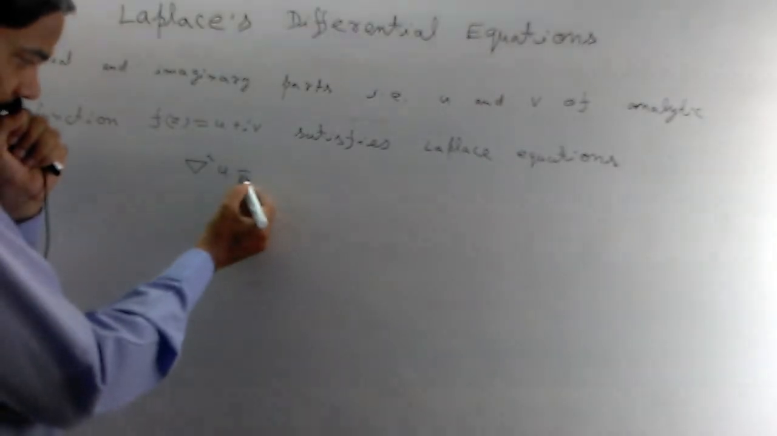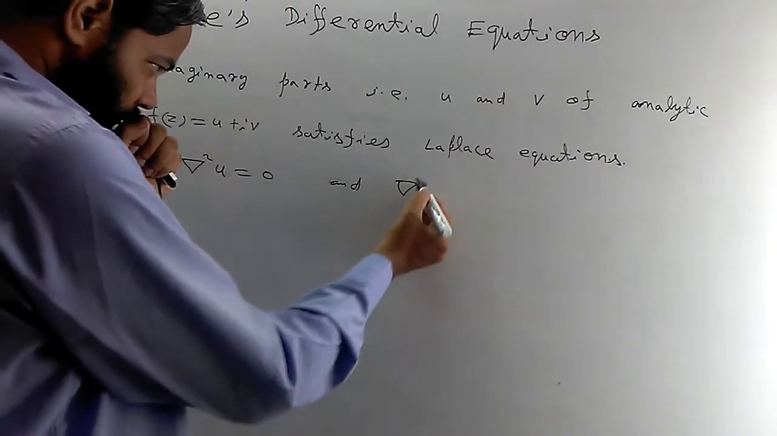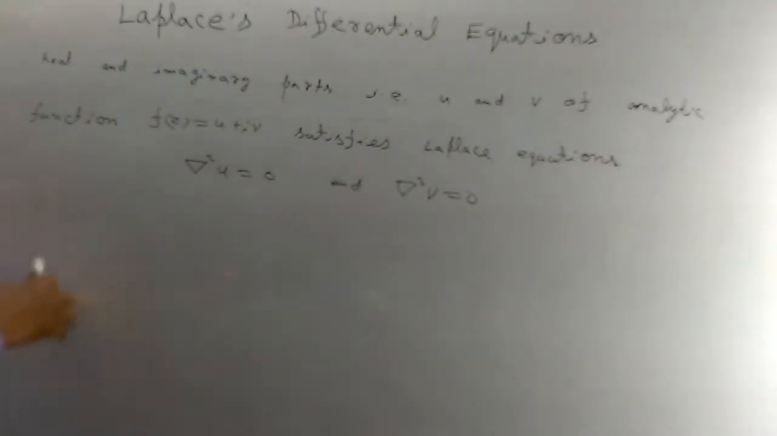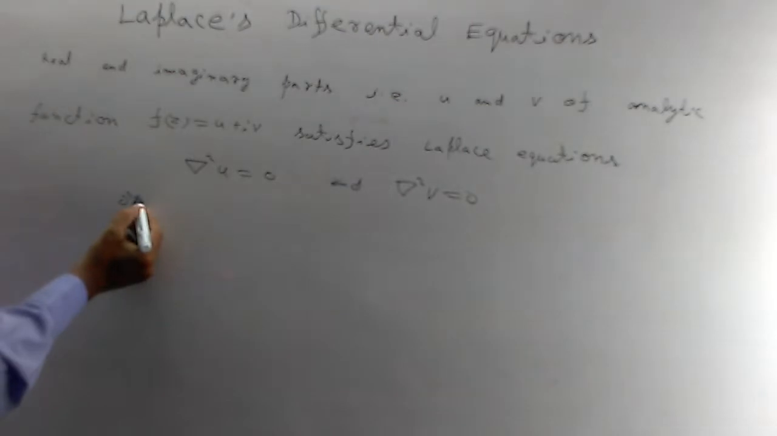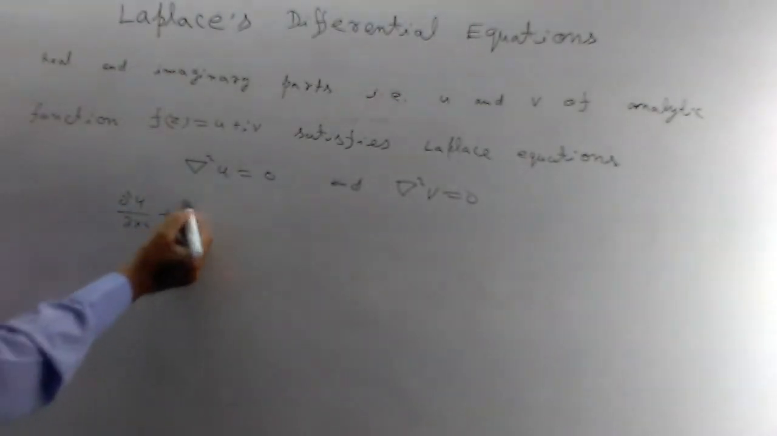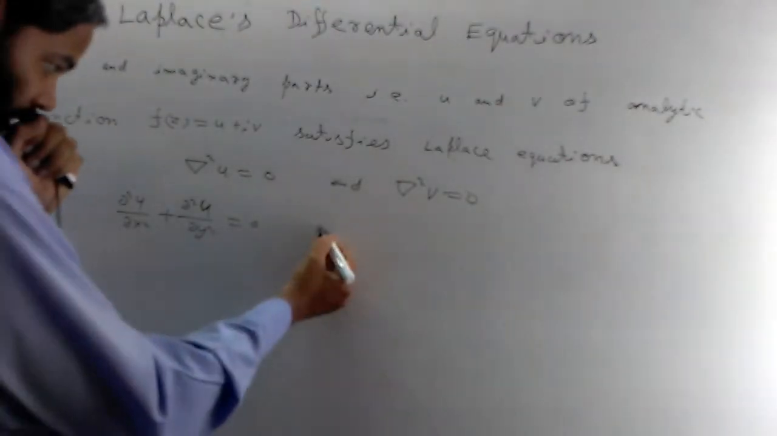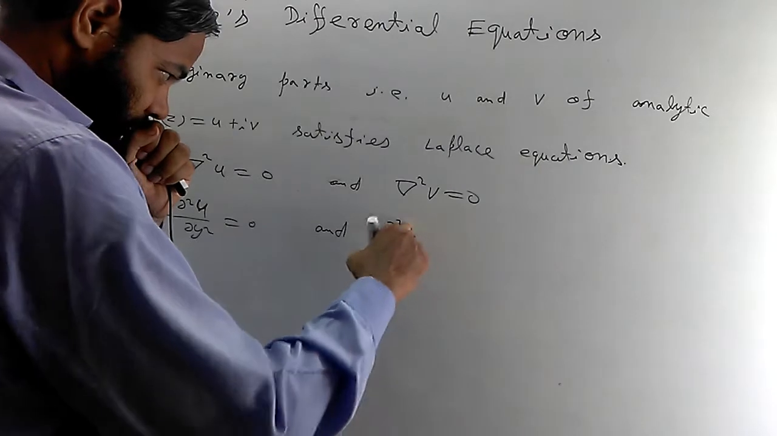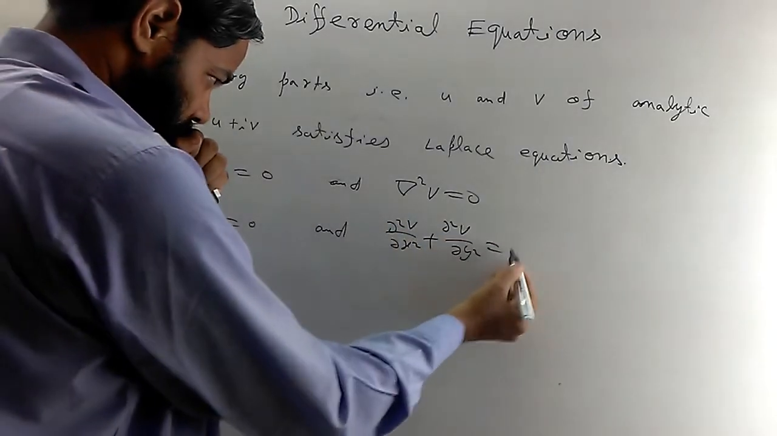Del 2 u is equal to 0 and del 2 v is equal to 0, and in expanded form we can write it as del 2 u over del x square plus del 2 u over del y square is equal to 0, and del 2 v over del x square plus del 2 v over del y square equal to 0.